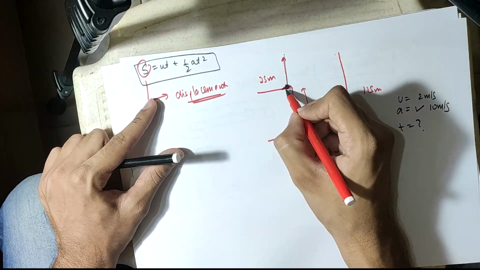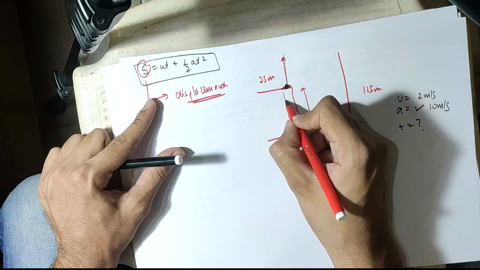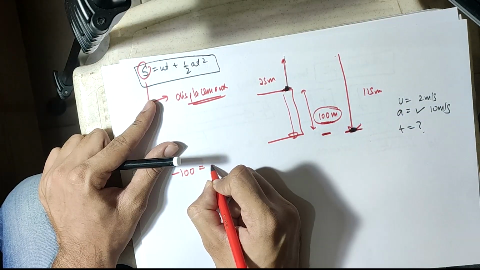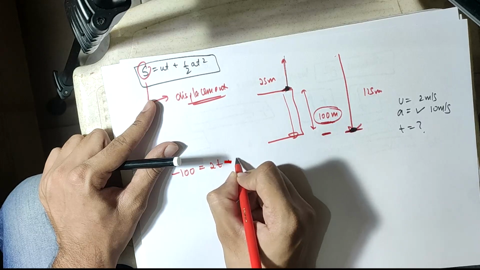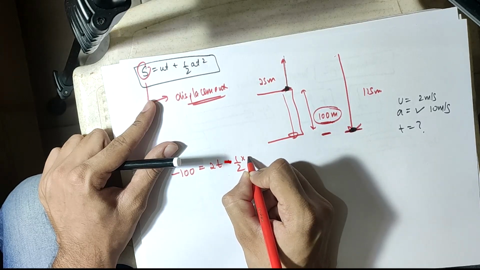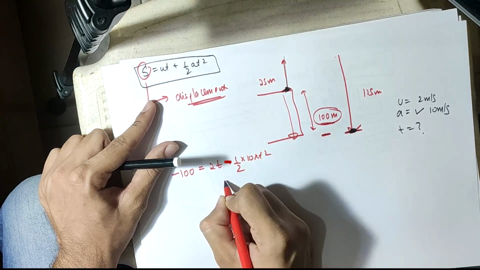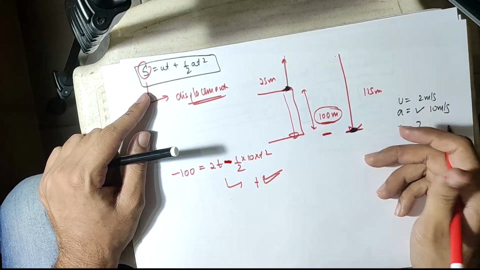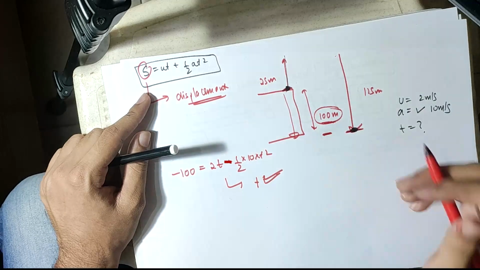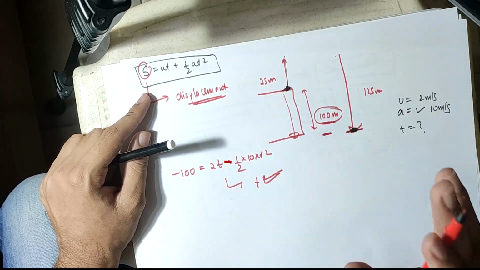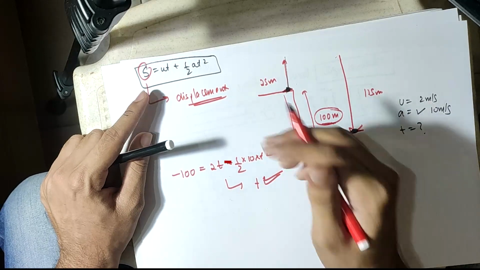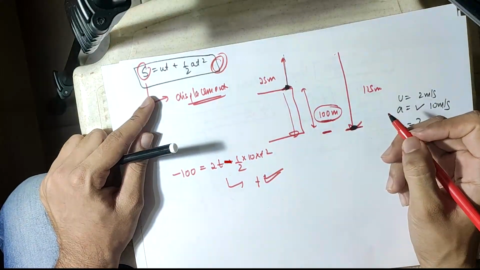See the sign convention. The particle has come down. So you will put minus 100 is equal to 2t minus half into 10t square. And from here you can find t in one step. That's it. This is a very important concept for S. Such type of questions actually come and people are not able to solve such questions. So this is the importance of sign convention as well as this equation of motion.